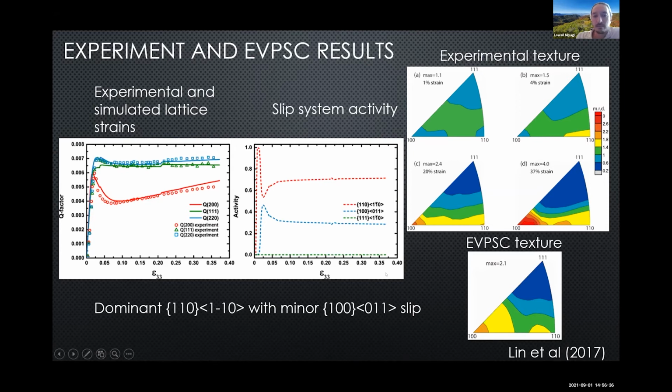And you can plot as a function of your axial strain. You can plot your slip system activities. And for example, in this particular experiment, we have dominant 110 and 100 slip, mostly 110.